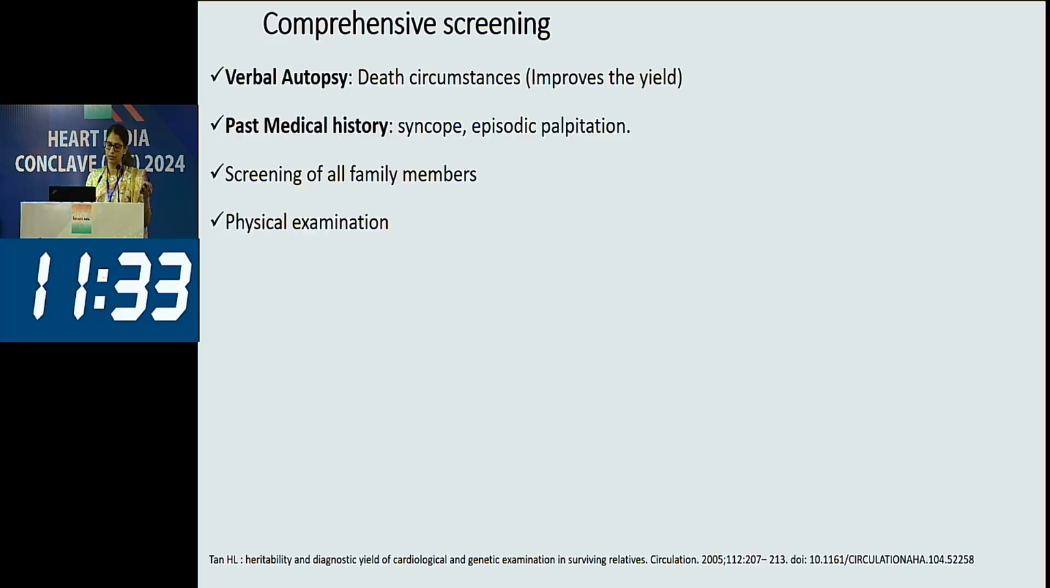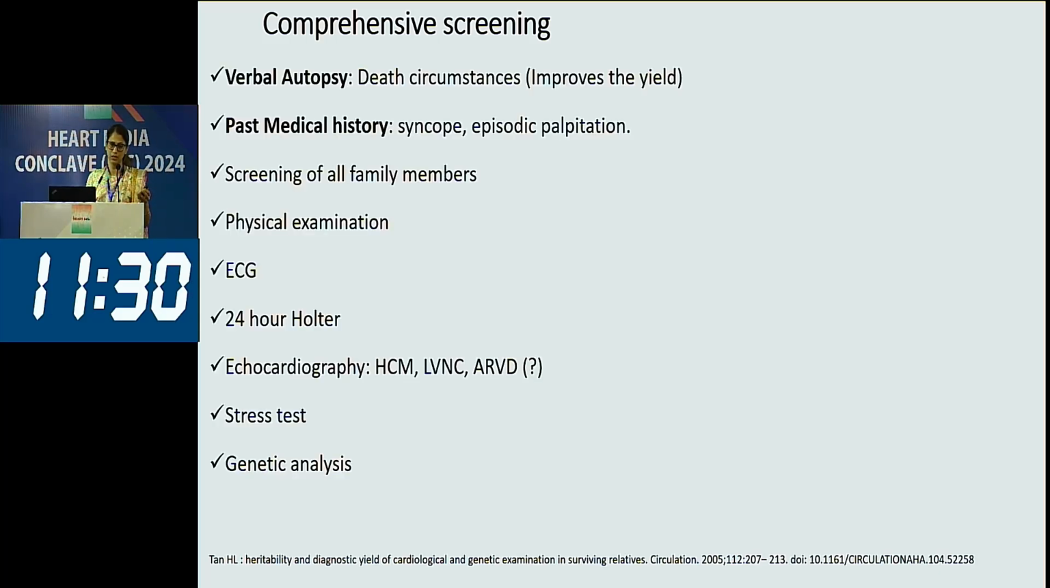So the most important is verbal autopsy or verbal screening: taking a comprehensive, proper detailed history, and then a simple evaluation starting from family history, patient's old medical records, screening of all family members, physical examination for subtle structural abnormalities, ECG, extended Holter, echocardiography. There is a reason I put a question mark in front of ARVD. I'll tell why. Maybe doing stress, I'll show a few case examples, and last comes the genetic. We should not do genetic first because we won't know where we are going. I'll tell you again the reason.